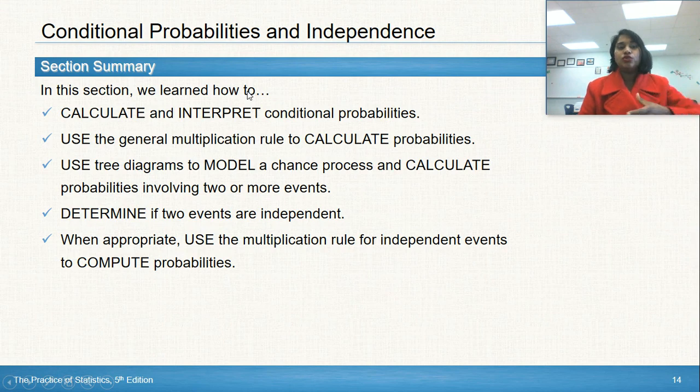But anyway, wrapping up what you just learned about, you learned how to calculate and interpret probabilities. Specifically, you use tree diagrams, and you also understand the difference between an independent event and a non-independent or a conditional event. And so when you have the conditional event, you multiply the event by the conditional. When you have independent events, you just multiply the events. It's that simple.